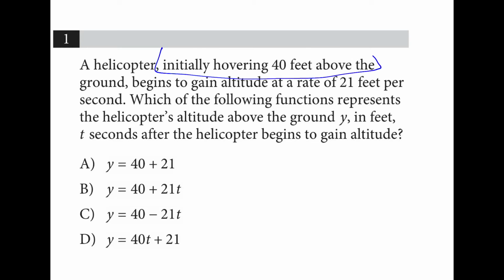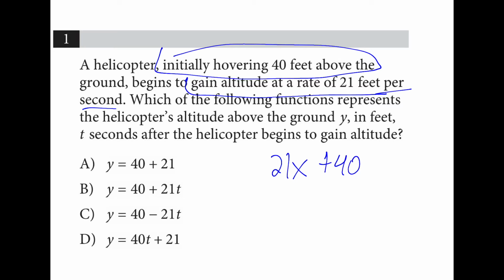We're initially 40 feet above the ground, and we gain at a rate of 21 feet per second. So that 21 is going to be the variable, and 40 initial. And we're adding because we are getting higher off the ground.